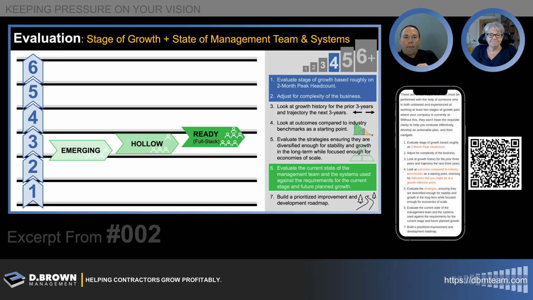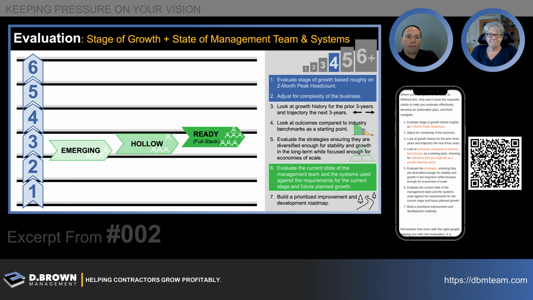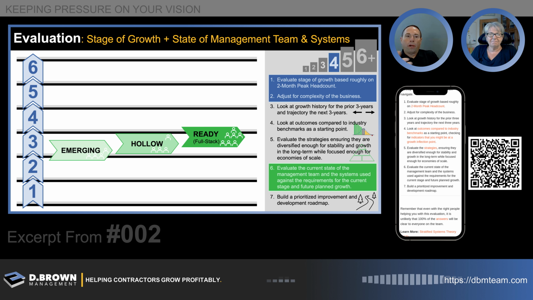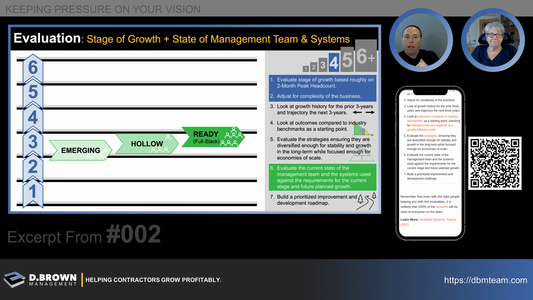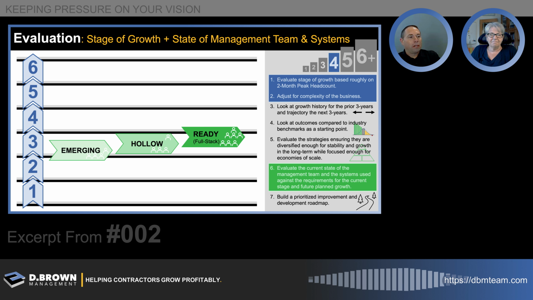Outcomes don't tell the whole story, but look at the trends, and look at the outcomes compared to industry benchmarks, at least as a starting point. It's important to get context to those things, though, and not to misinterpret. For instance, the other day, somebody was looking at some of the industry benchmarks, and they noticed that commercial general contractors seem to have really low overhead. Well, that's the wrong number to actually look at.